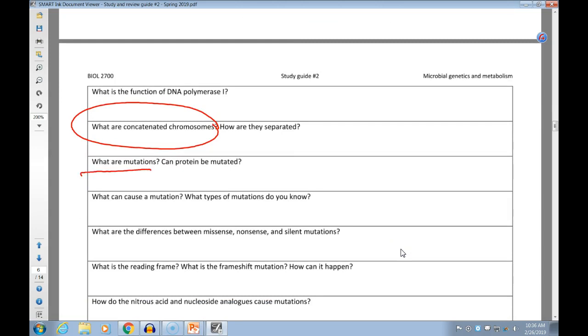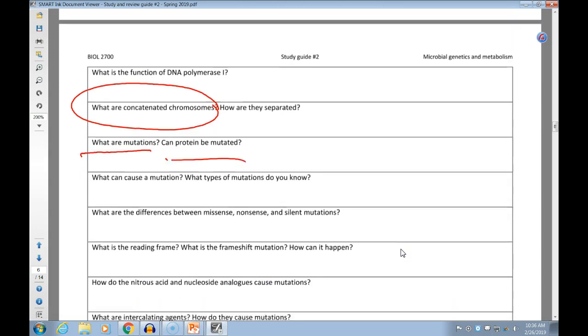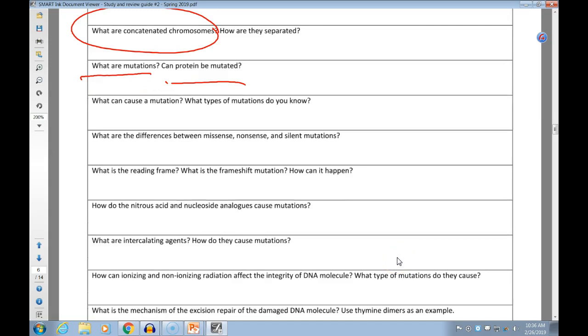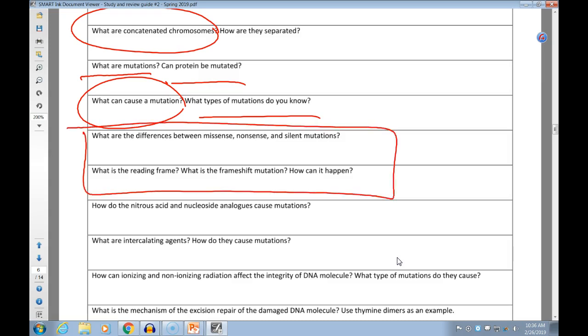Mutations are changes in DNA. Protein cannot be mutated. It can only be changed. What can cause a mutation? Know that it can be a mistake in the replication, or carcinogens, mutagens can cause it. Types of mutations. Know the 3 types for point mutations and the general idea of frame shift. Okay? So you will have to match the description and the mutation.